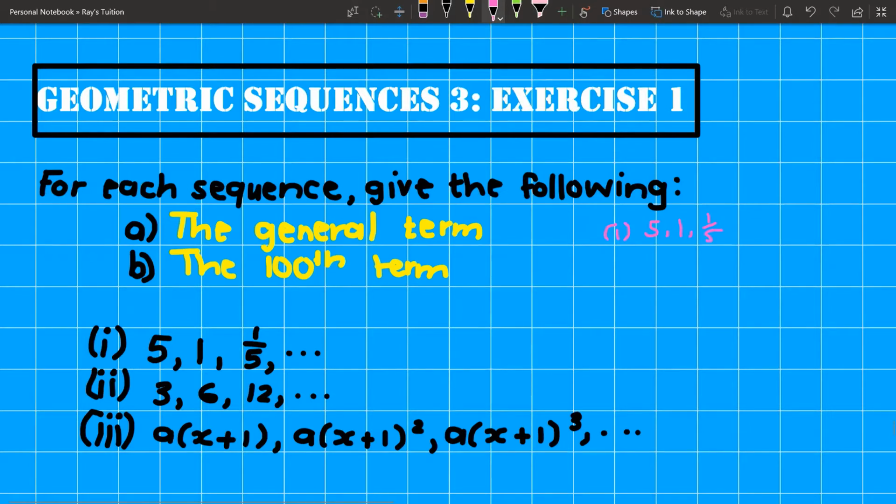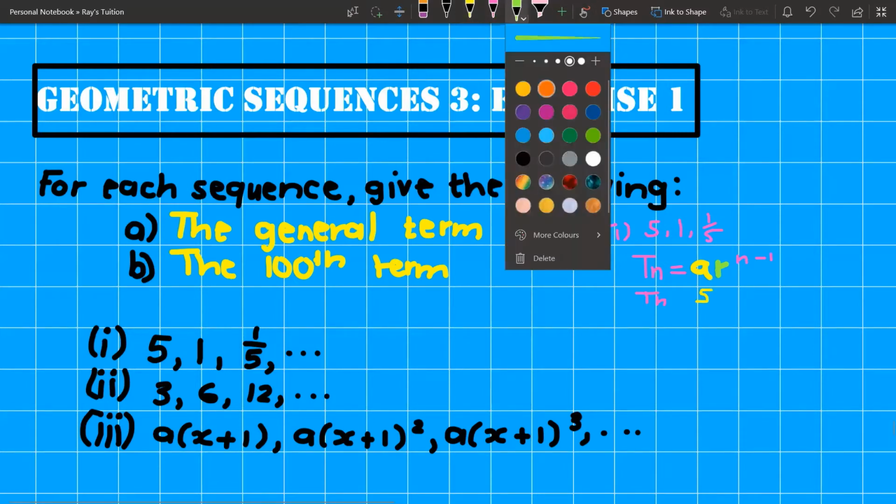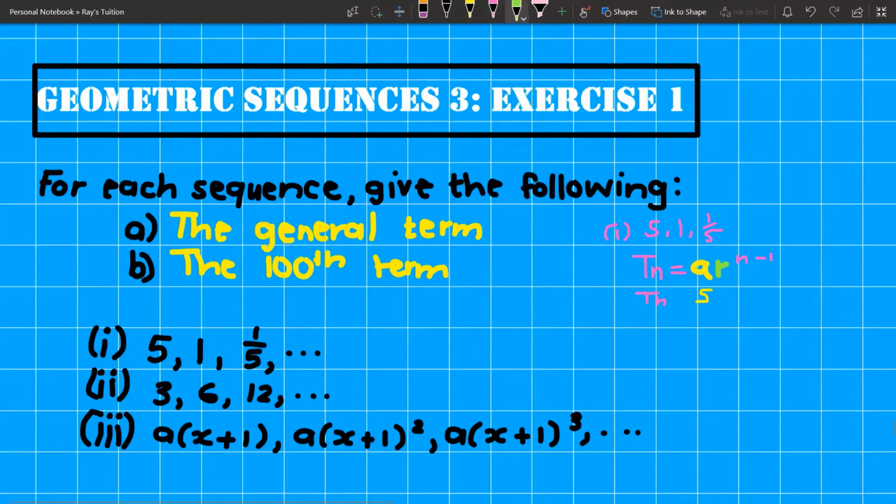We have to find the general formula: Tn is equal to A R to the power of n minus 1. So we have to fill in what A and R are. You'd remember from the previous video that A is the first term, so that is 5, and R is the common ratio. We get R by dividing any term by the term before it. So R, for example, can be T2 divided by T1, which is 1 over 5, so it's a fifth.